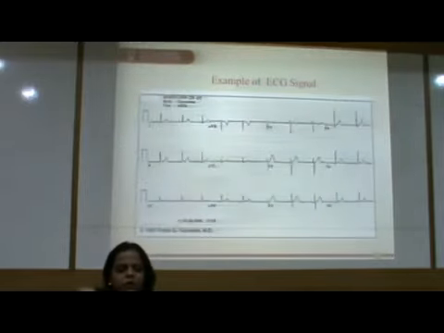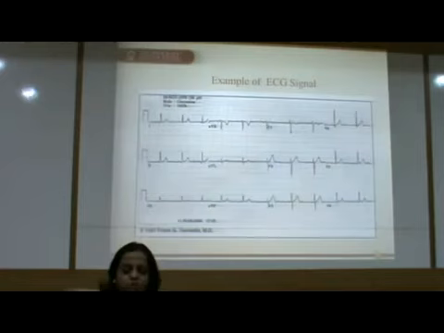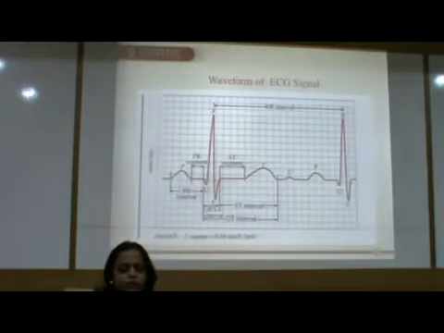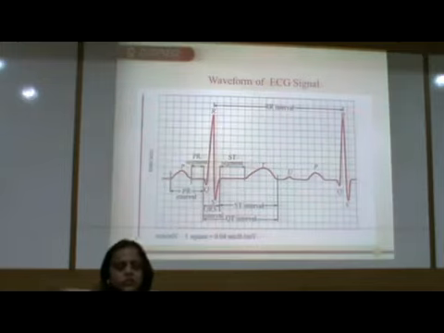That is an example of an ECG signal, and it is the waveform. It is one cycle of an ECG signal waveform in which we can see different parts of the ECG signal, which are very important parts for ECG signal analysis.